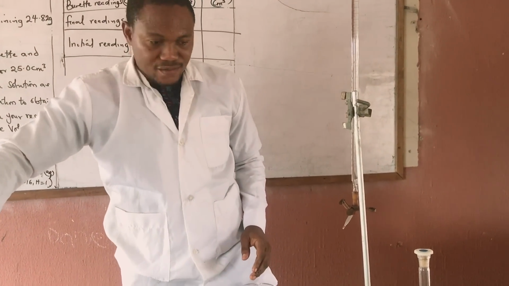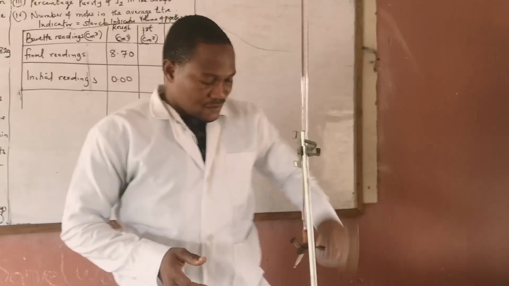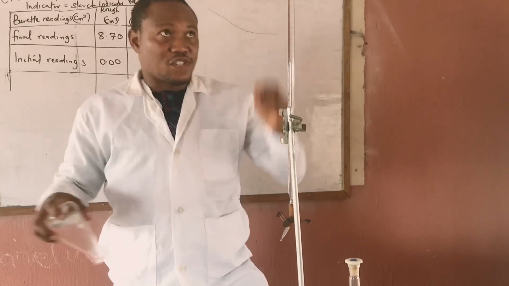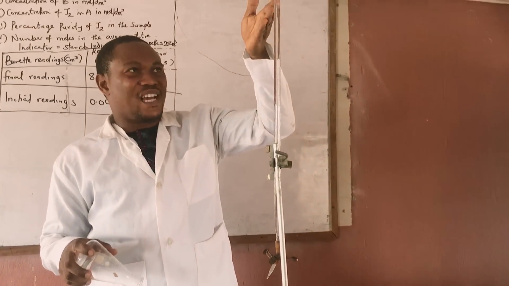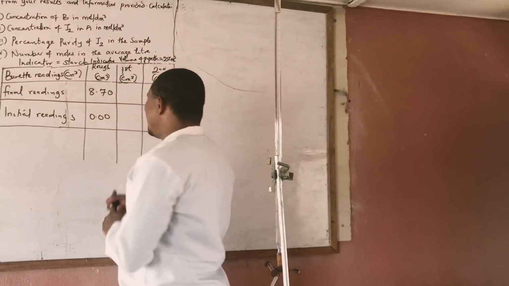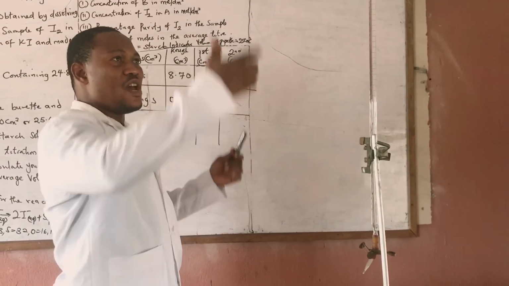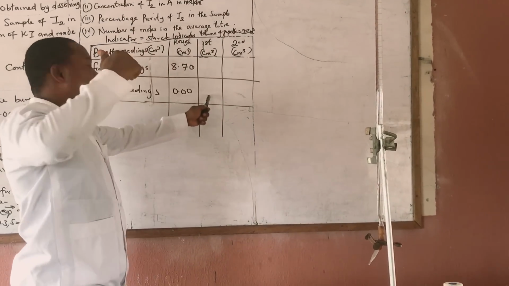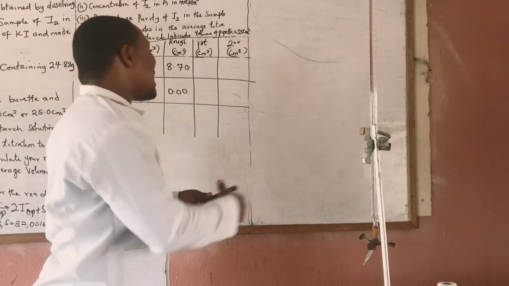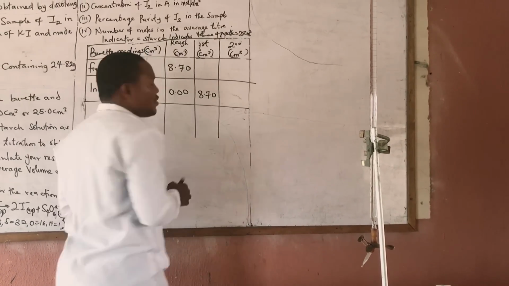Put this away very quickly and just start with the second titration, because you know this is around 8.70, so I can still start from here. Which means my initial now. If you are refilling, I've done that in a whole lot of my videos, the initial will be 0.00. But now I'm not refilling, I'm starting from that place. So my initial here will be 8.70.